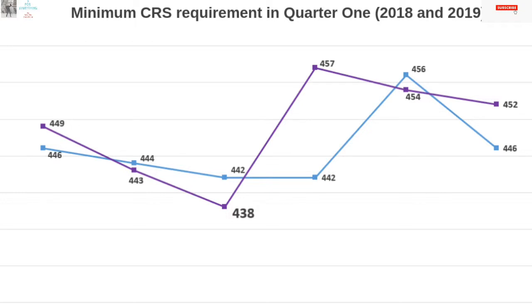CRS stands for Comprehensive Ranking System. This CRS score should meet the requirement of the Canadian government. So once your score is equivalent to the requirement, or it's satisfying the Canadian government's requirement, you will receive an invitation from the Canadian government to apply for the visa.